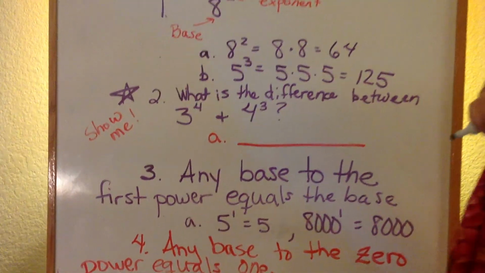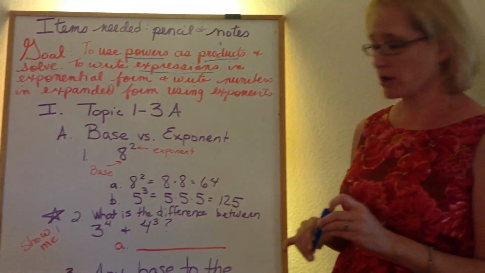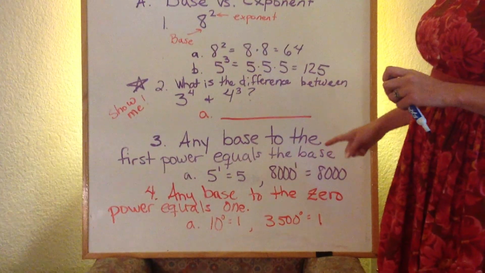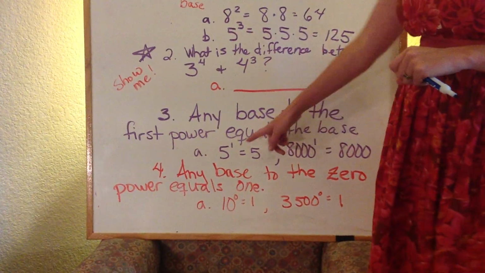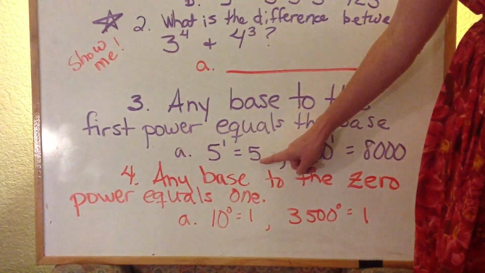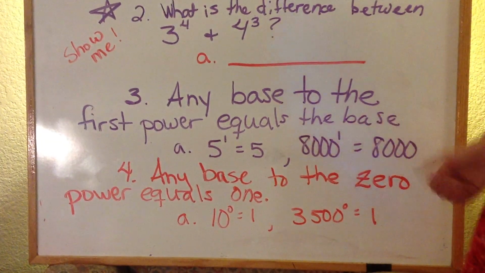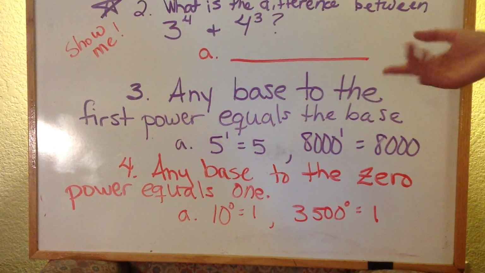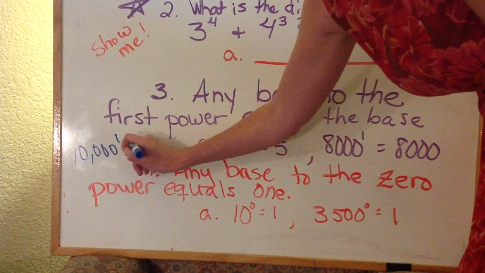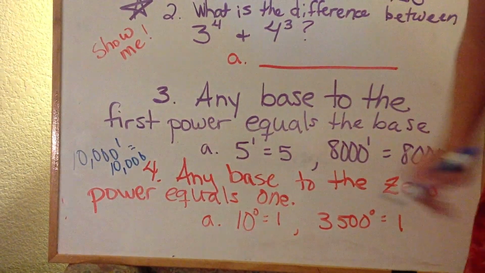Now there's some weird things that you need to know in order to do tomorrow's lesson. The first weird thing that you need to know is that any base, any number written to the 1st power with a little 1, it's equal to the base. What that means is 5 to the 1st power, it's just equal to a 5, because how many times do I write my base? I write my base 1 time. 8,000 to the 1st power is equal to 8,000. What do you think 10,000 to the 1st power would be? If you said 10,000, you're right, because we just write our base 1 time.